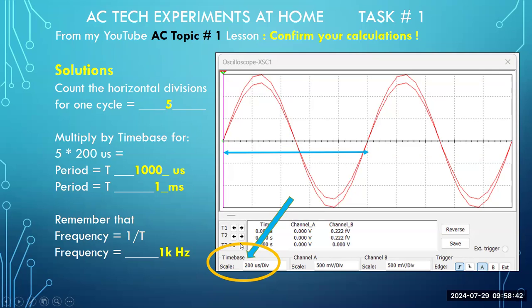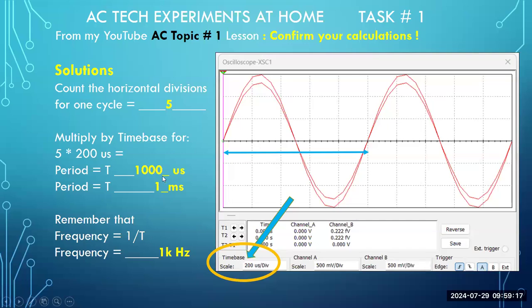Now, the time base is given in your oscilloscope's display, and you have your time base written here. The scale for this particular time base is 200 microseconds for each division. So you take 5 divisions and multiply by 200 microseconds for each division, and you get 1,000 microseconds. Well, if your calculator is working properly, and if you recall how to convert milli into micro, micro into nano, and so on, you should know that your 1,000 microseconds is the same as 1 millisecond.